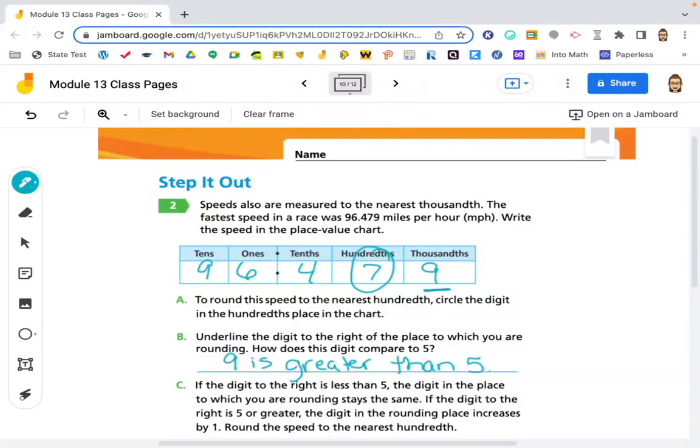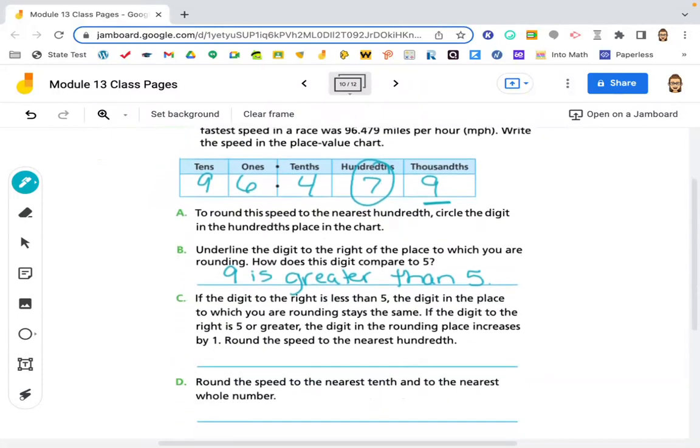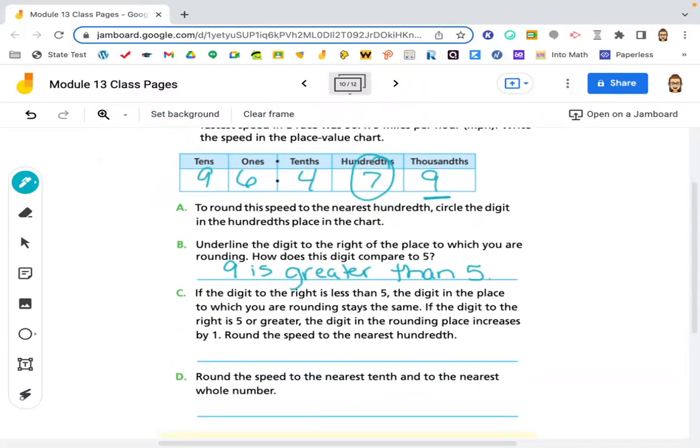If the digit to the right is less than 5, the digit in the place to which you are rounding stays the same. If the digit to the right is 5 or greater, the digit in the rounding place increases by 1. So round the speed to the nearest hundredth. Well, 9 is greater, so we're going to increase the circled digit, so 96 and 48 hundredths. We leave everything else off, miles per hour.